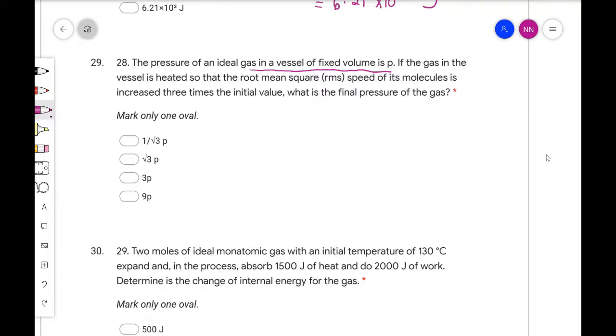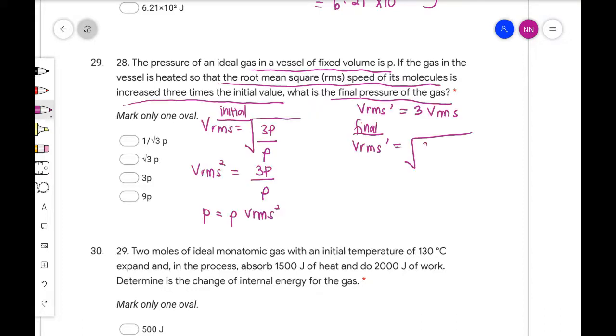Okay, alright. So V rms final. Maybe we can write V rms prime. Okay, so this one is for final. V rms prime equals surd 3 final pressure P over rho. Okay, rho is density. Density is still the same. Okay, density is constant.